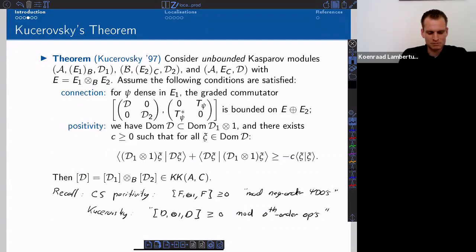Okay, so what we see here is that, as I mentioned before, in the Connes-Skandalis version, this condition depends only on the principal symbol of this commutator. But here in Kucerovsky's version, if you have D and D1 both being first order differential operators, then in general, this commutator can be a second order differential operator. And now we have a condition modulo zeroth order operators. So this not only depends on the principal symbol of this commutator, but also on the first order part.